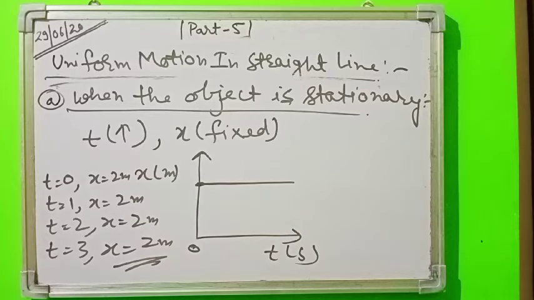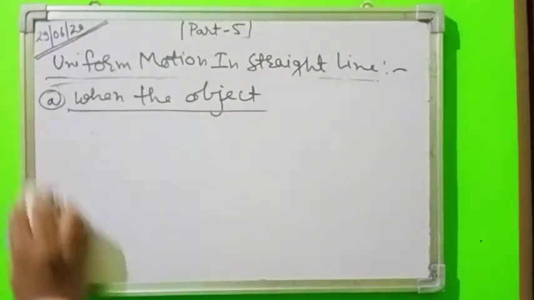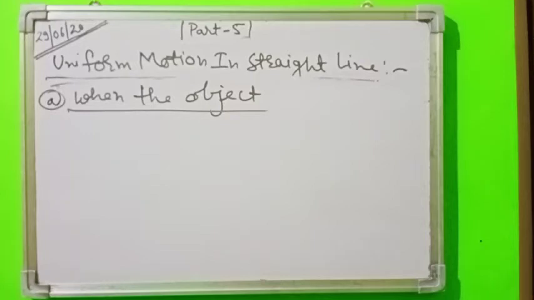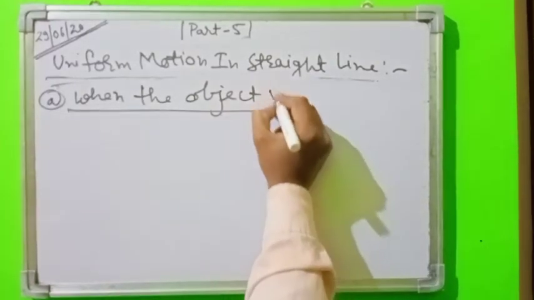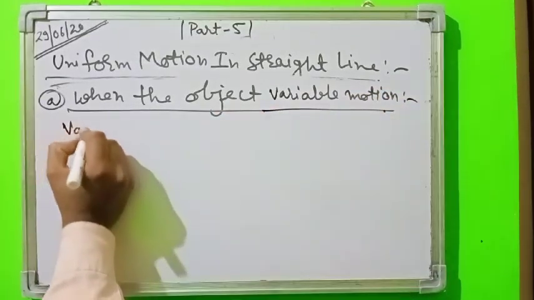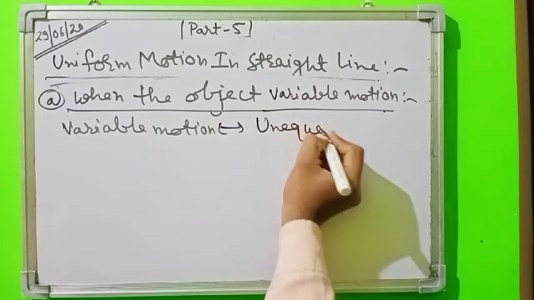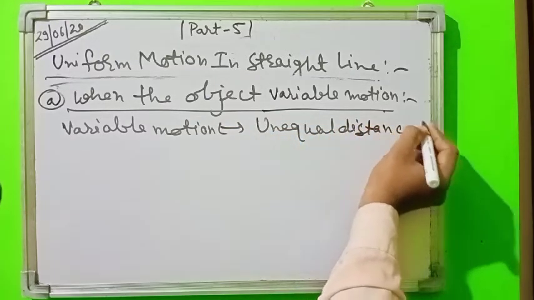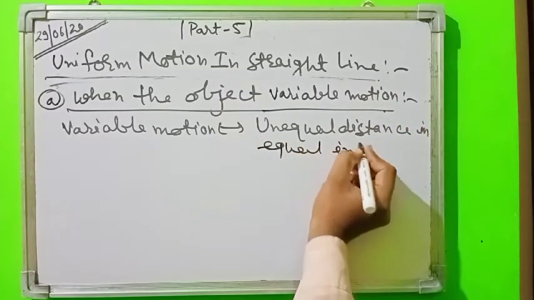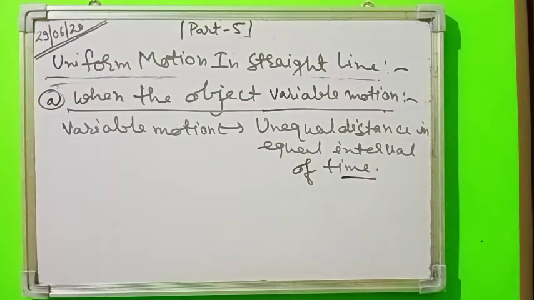When the object is moving with variable motion, variable motion means unequal distances in equal intervals of time.